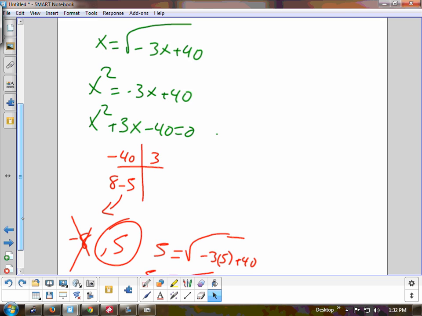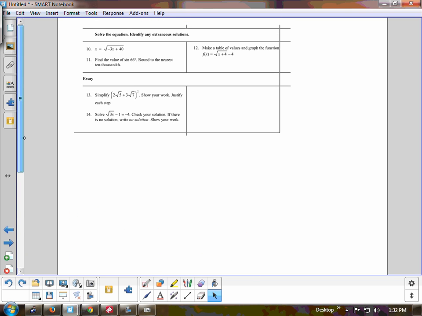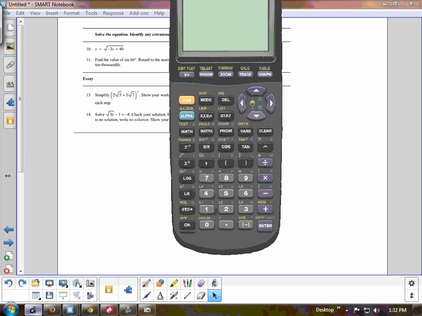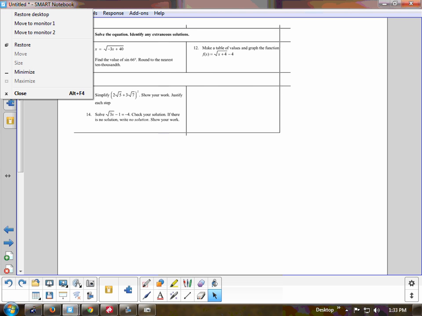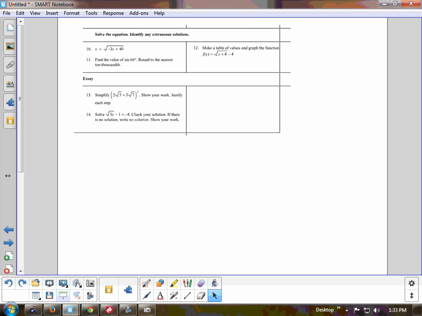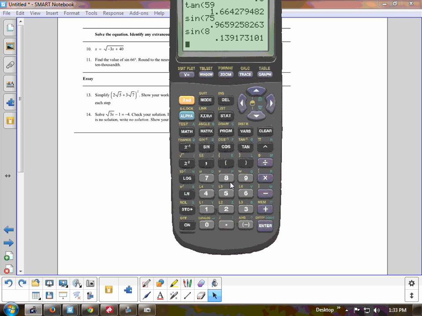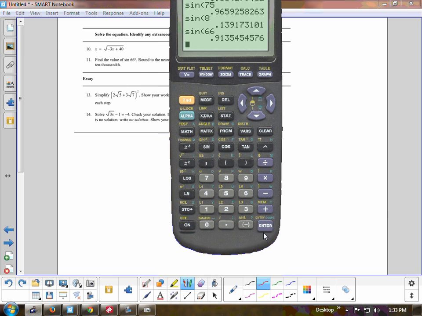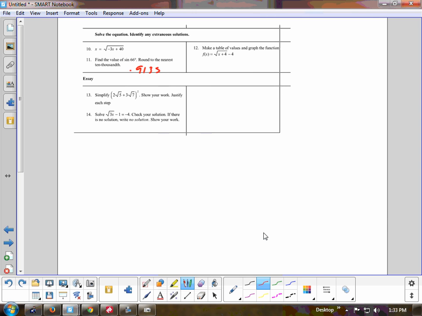Now looking at the other question, number 11, we're just going to type in our calculator the sine of 66 degrees. Let me turn the calculator on. Sine of 66 degrees. So sine 66. Enter. I get 0.9135. So that's going to be my answer, 0.9135 to the nearest 10 thousandths.